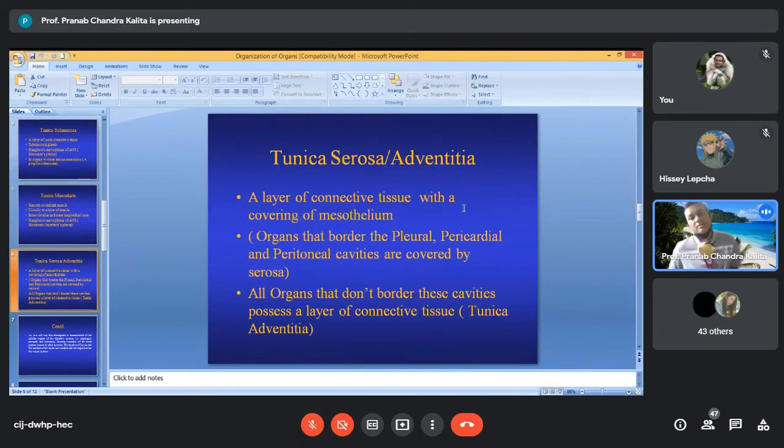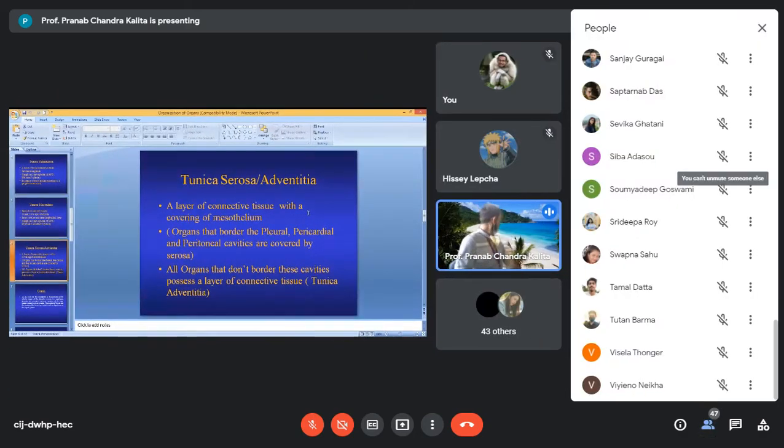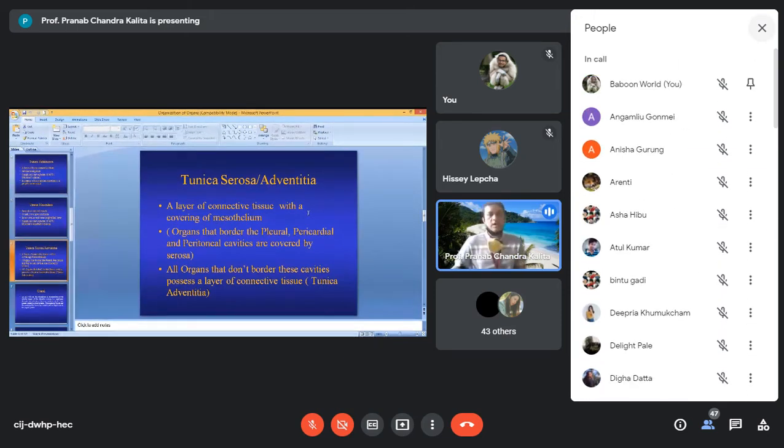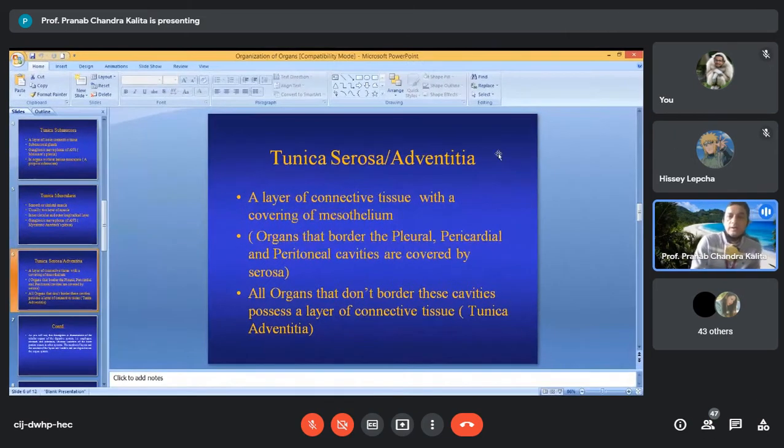Then the fourth tunic that you will find is Tunica Serosa or Adventitia. Now, what is Serosa and what is the Adventitia? Serosa means it is a layer of connective tissue with a covering of mesothelium. So, you know the mesothelium. What is the mesothelium and what is endothelium?